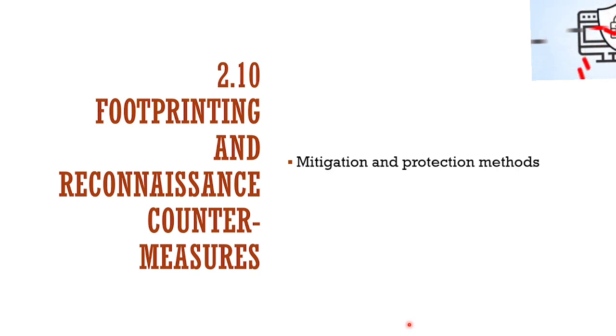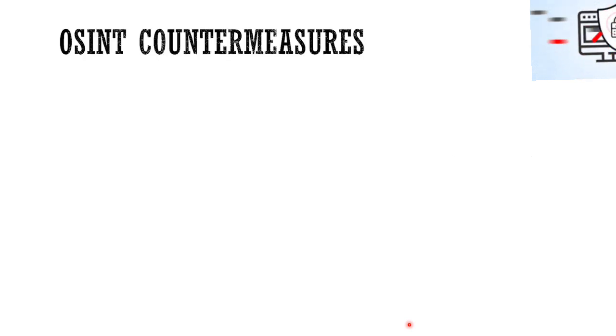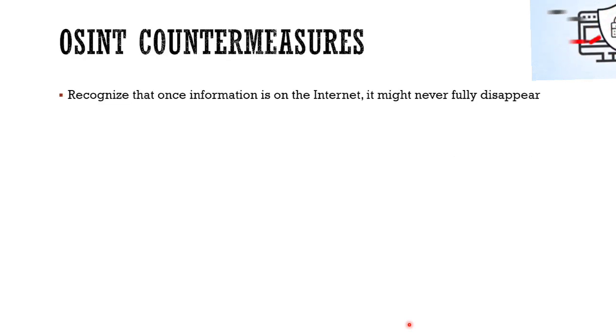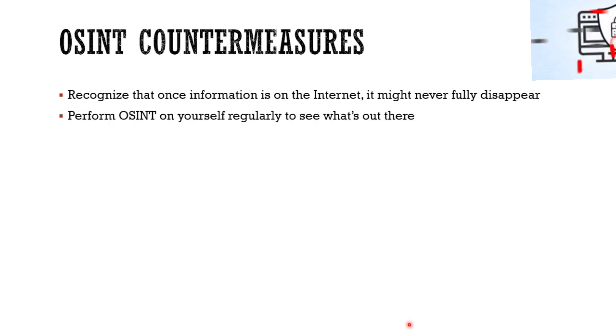Are there any countermeasures we can take against footprinting and reconnaissance? It's actually difficult, but there are some things we can do. The very first thing you need to realize is be cautious. When something gets on the internet, it probably will never fully disappear. And just realize that. Perform OSINT on yourself regularly to see what's out there.